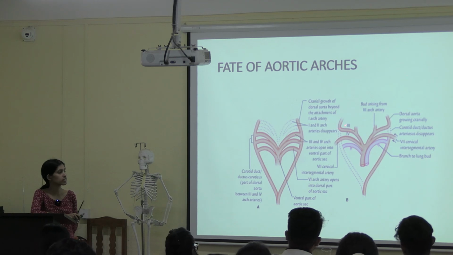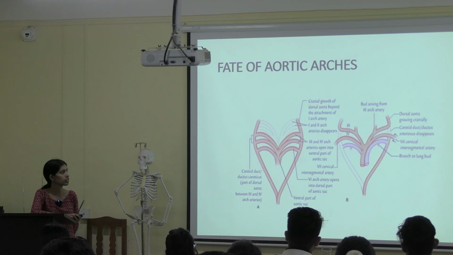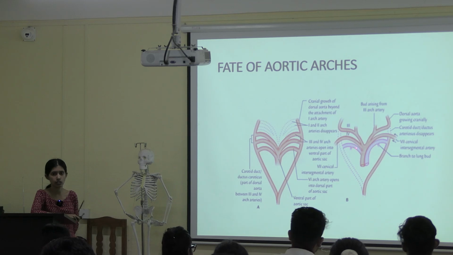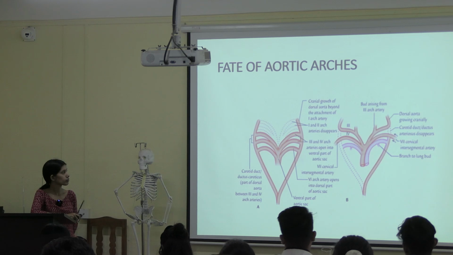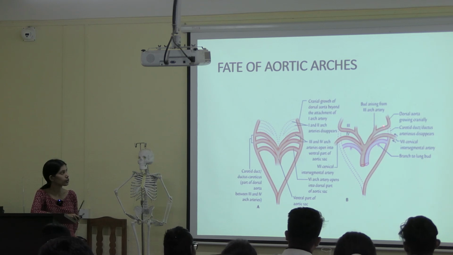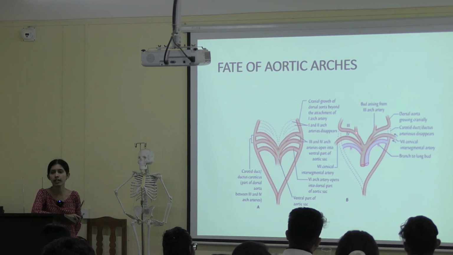Now, during the fifth and sixth week, we have already seen the disappearance of the first and second aortic arches. We are then left with the third, fourth and sixth aortic arches. Now the modification starts taking place. Here in the third aortic arch, you can see a small bud arising in an upward direction. This is nothing but your external carotid artery. The remaining part of the third aortic arch continues with the dorsal aorta.